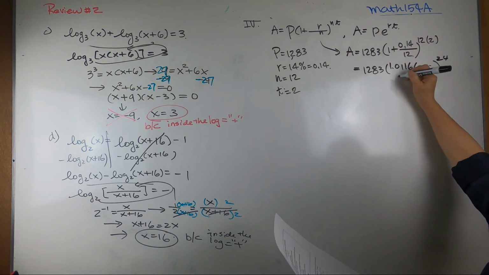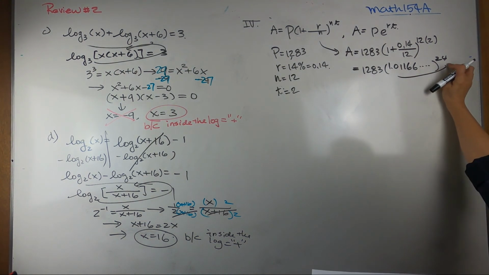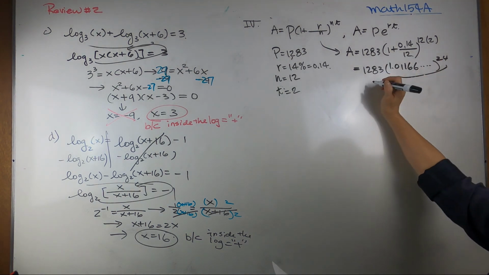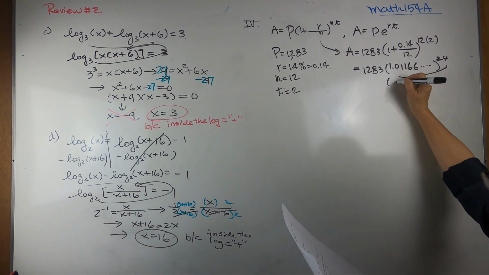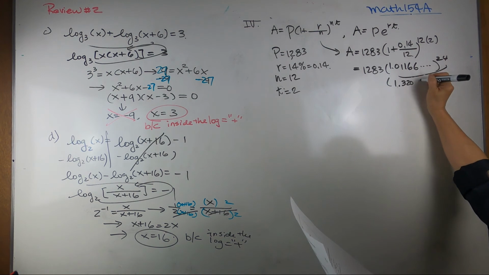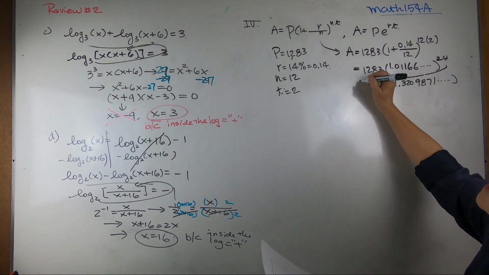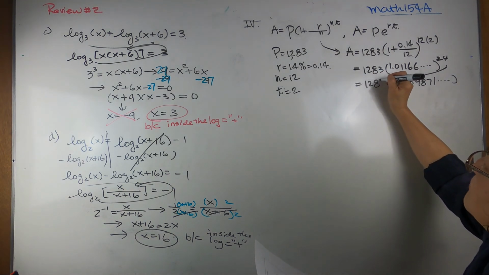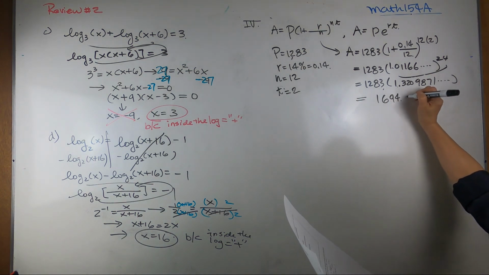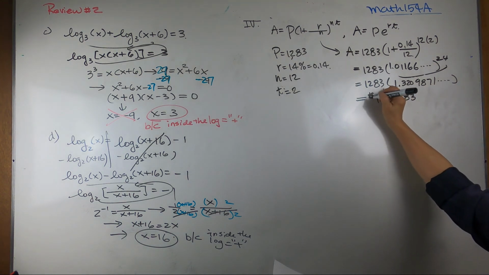Then you follow order of operations. Then you take the 24th power from here, right? Then when you take the 24th power, you should have something like this. Just keep the numbers, all the decimals there. Then you multiply by this number. Then you end up with 94.8 something. Then you round at the end, right?